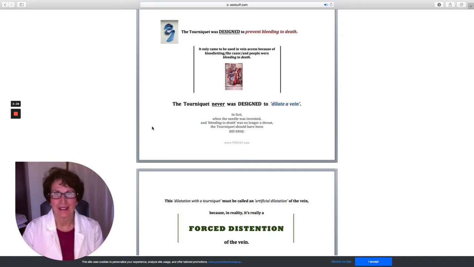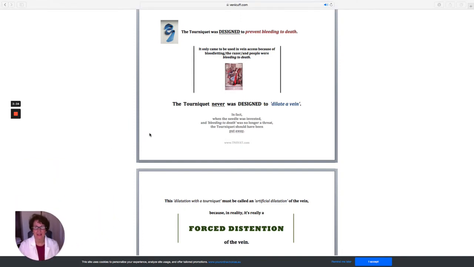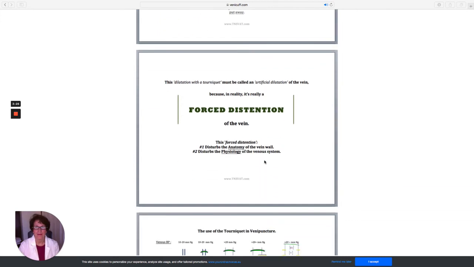In fact, when the needle was invented and bleeding to death was no longer a threat, the tourniquet should have been put away, but it wasn't. Next slide. They kept the tourniquet because it got harder to find a vein to put that needle into. So the tourniquet now came to be used to dilate a vein. It's better to locate the vein.